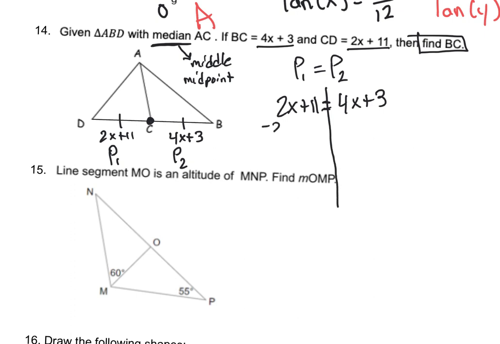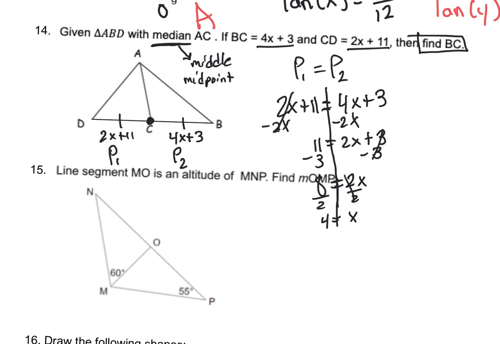So minus 2x from both sides. Left with 11 equals 2x plus 3. Subtract 3 from both sides. You're left with 8 equals 2x. Divide by 2 on both sides. Divide by 2. You get x equals 4.